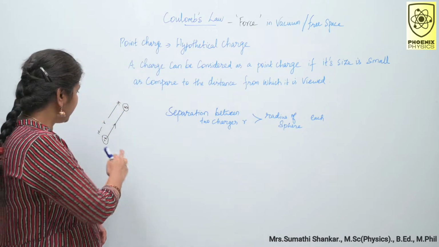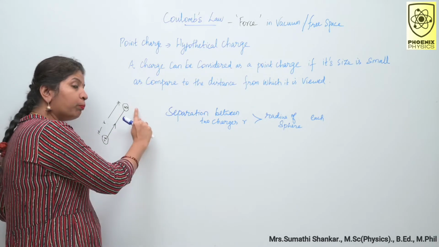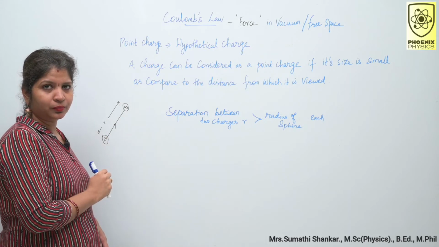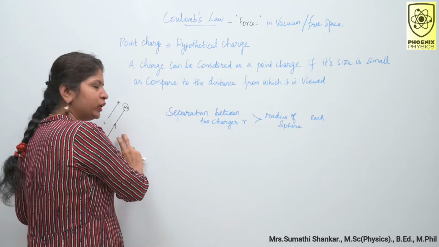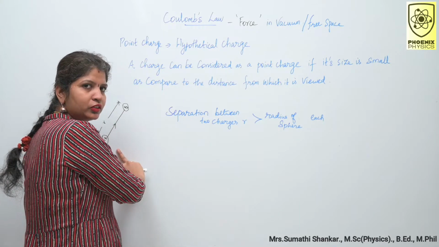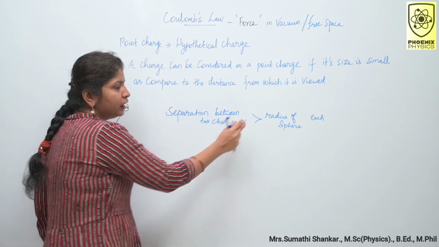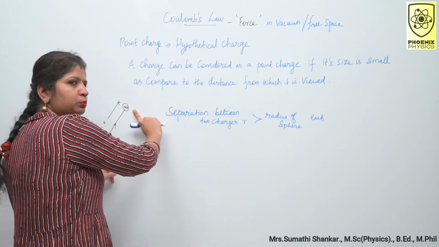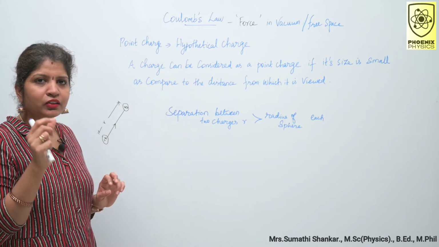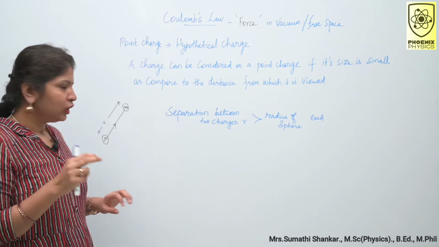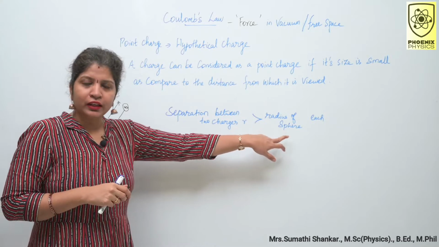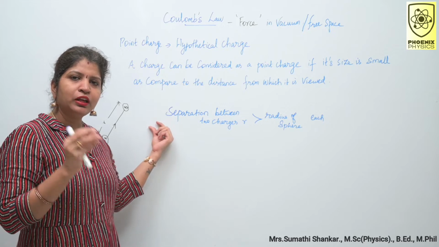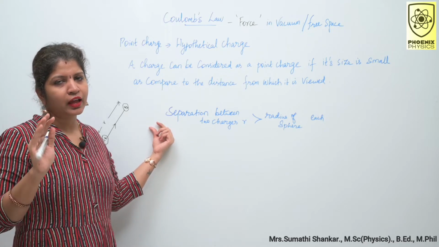Okay. Look at the diagram. Consider two point charges separated by a distance r. When the separation between two point charges is greater than the radius of each sphere, then the charged sphere can be regarded as a point charge. What is the meaning? If r is greater than the radius of the sphere, it means that the charged sphere can be considered a point charge. This is the actual meaning.